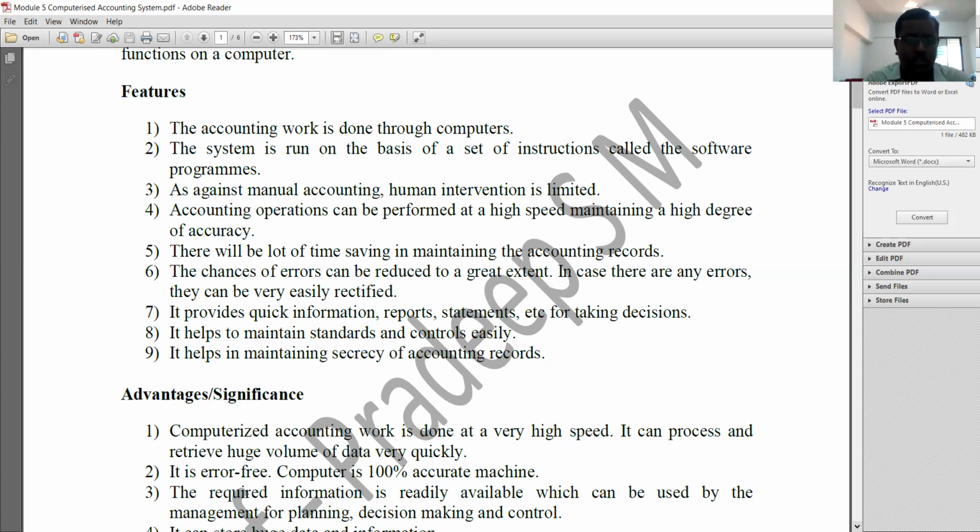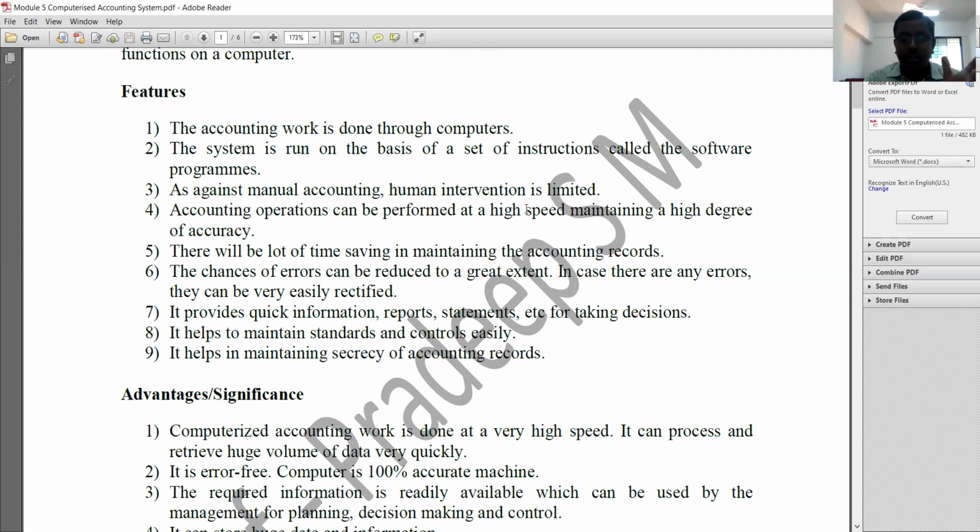Yes, what is the first feature? Here accounting work is done through computers. That is what we discussed in the meaning of computerized accounting system. Here we perform all accounting functions with the help of computer.